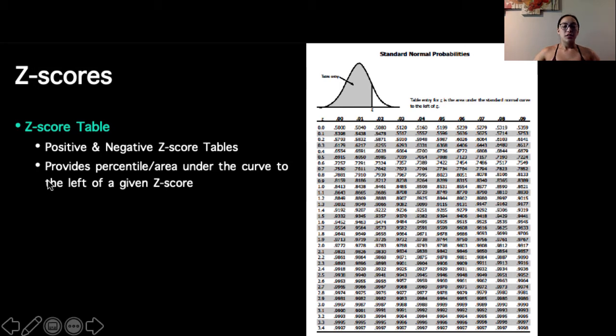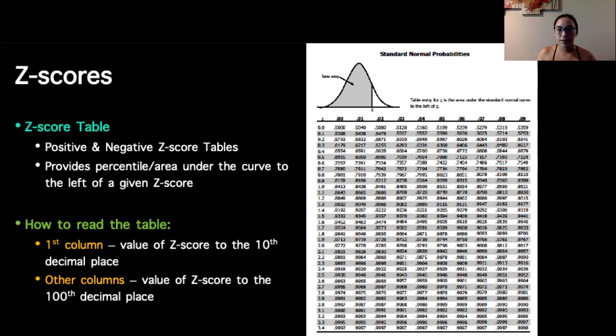But just to reiterate, because this is the concept that everyone always forgets, the Z-scores give you the percentile under the curve to the left of the Z-score. Right? That area under the curve, again, represents the probability that you have randomly selected a value at or below your raw score of interest.